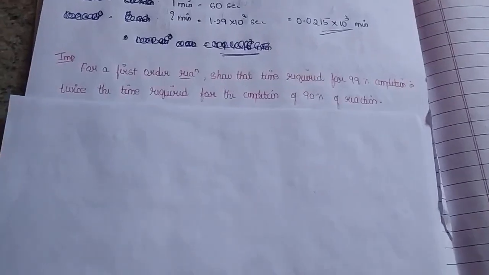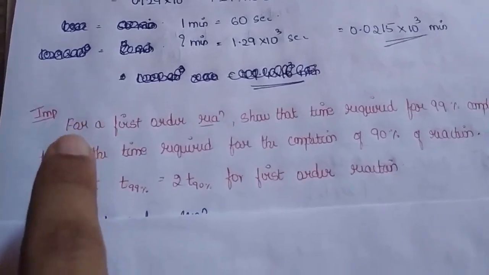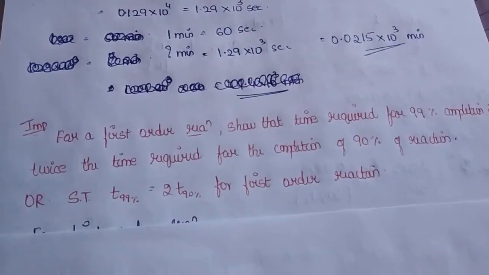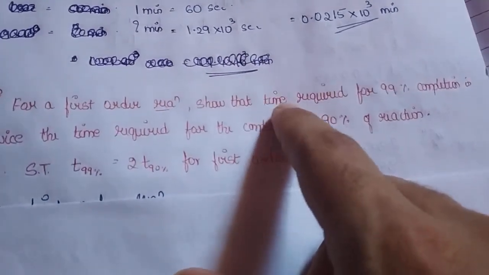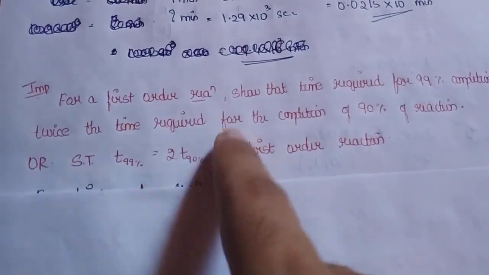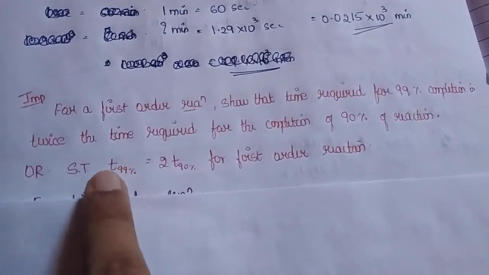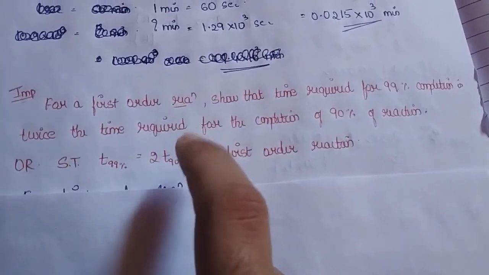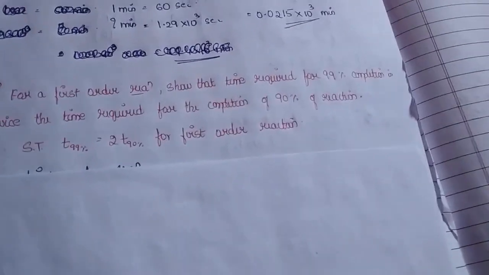But I would like to mainly focus on one of the most important things, that is this question. What it is saying: for a first order reaction, show that the time required for 99% completion is twice the time required for the completion of 90% of your reaction. In simple words, what I have to show is that the time required for 99% completion is 2 times the time required for 90% completion for a first order reaction. The question is somewhat confusing, but you just have to pay attention.